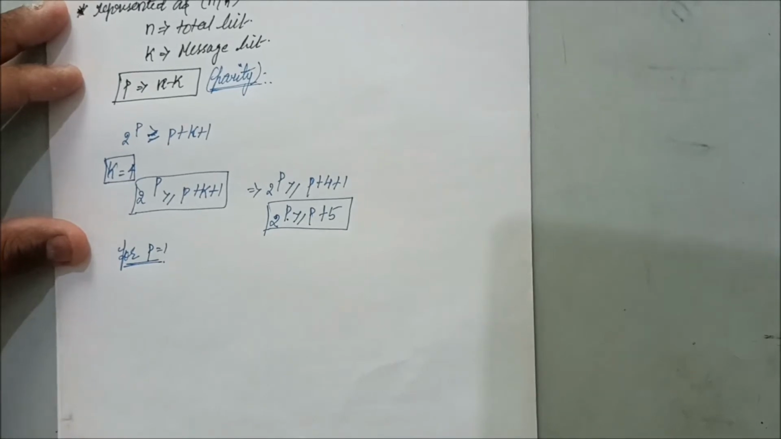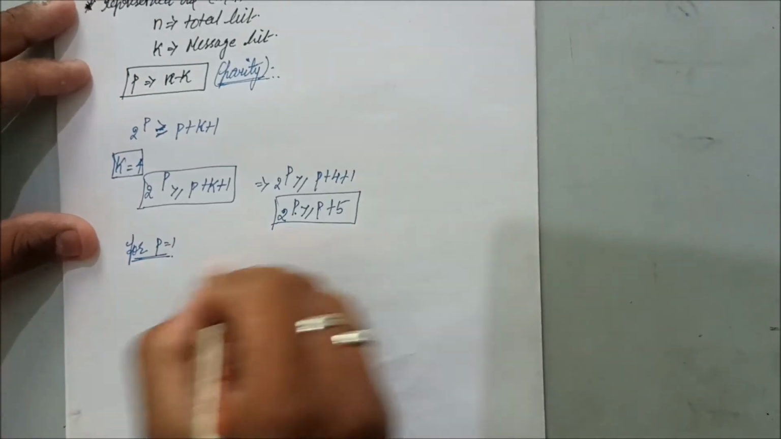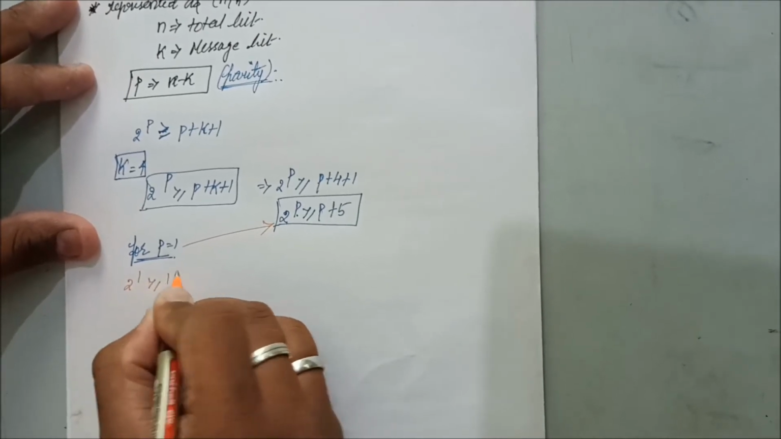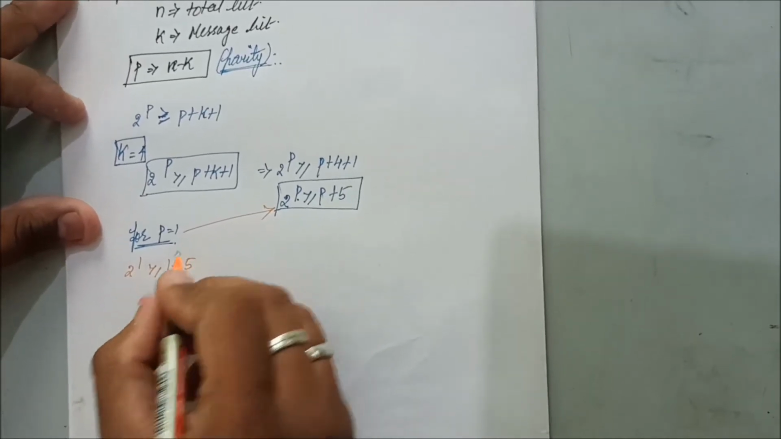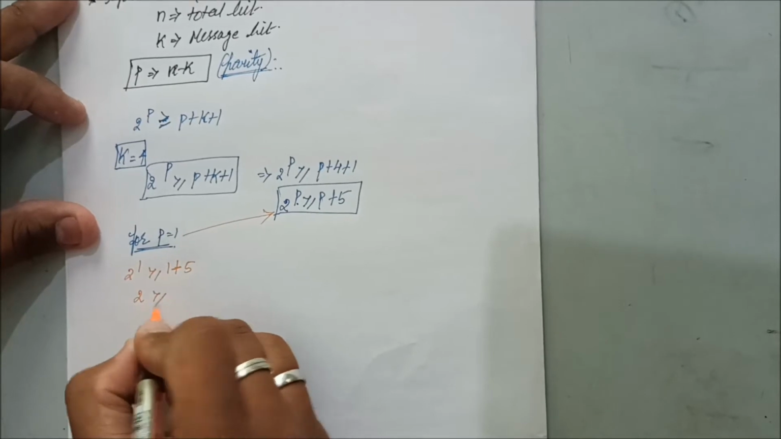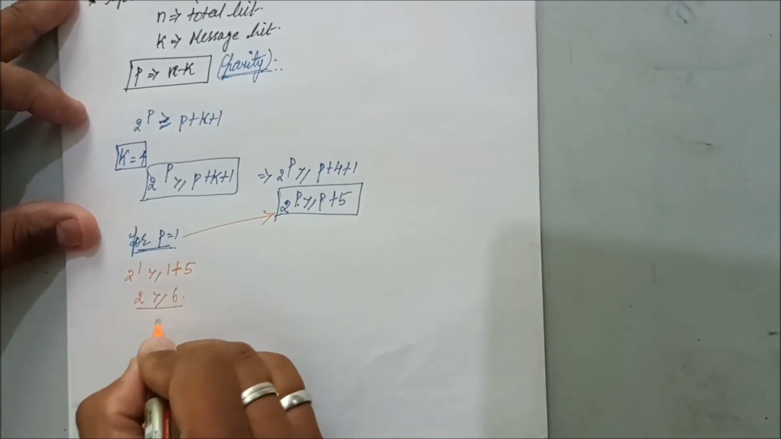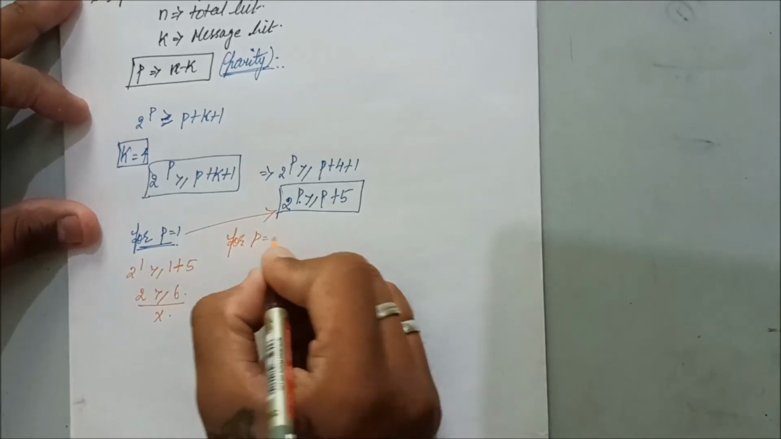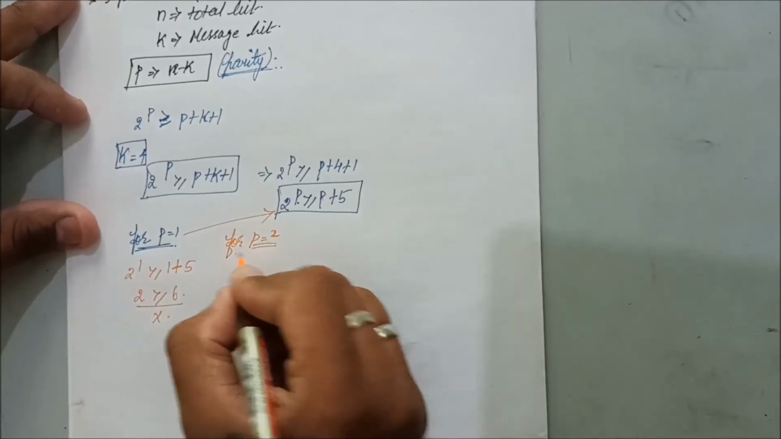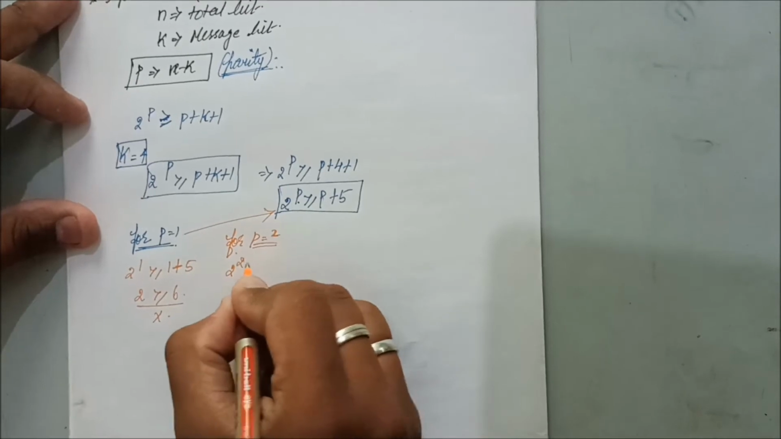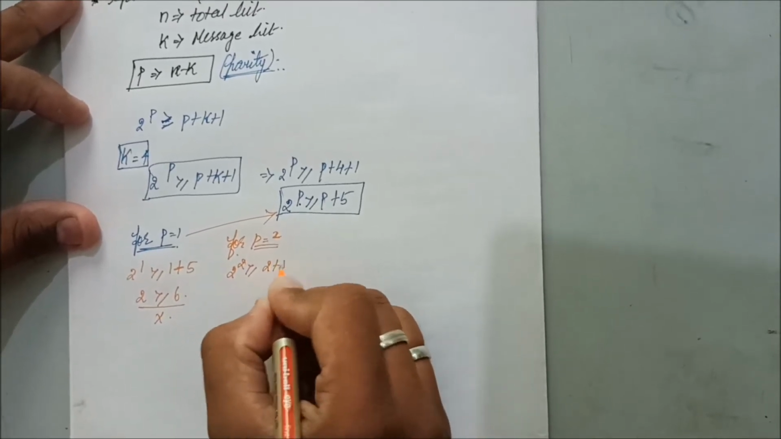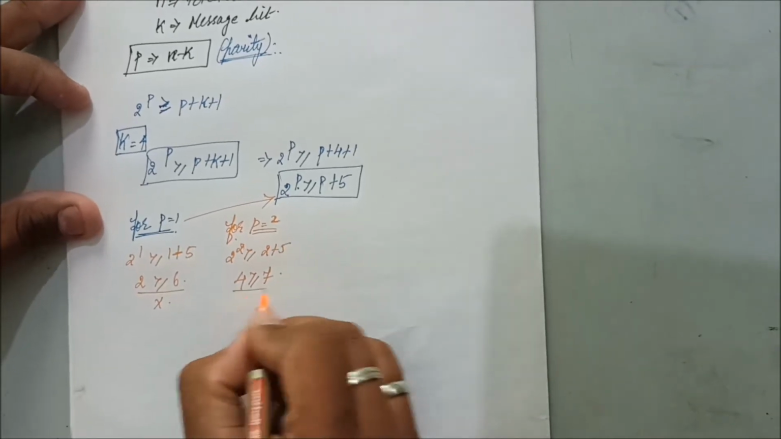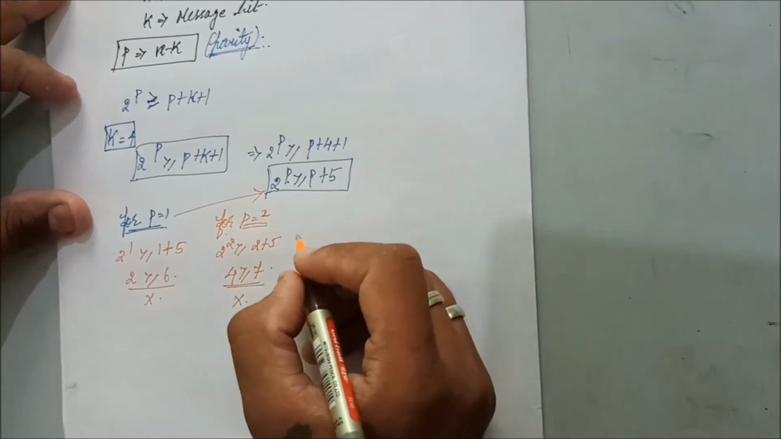Let us consider p equal to 1. Substituting p equal to 1, 2 power 1 is greater than or equal to 1 plus 5. 2 power 1 is 2, and the right side is 6, so this condition is not satisfied. Now I increase the value of p to 2. 2 power 2 is 4 and 2 plus 5 is 7, so this condition is also not satisfied.